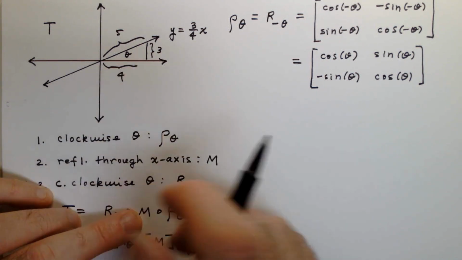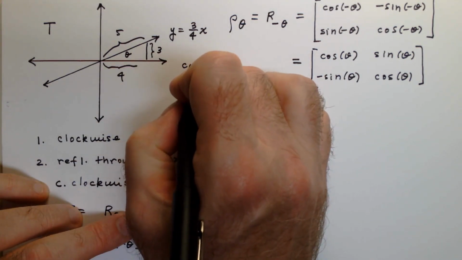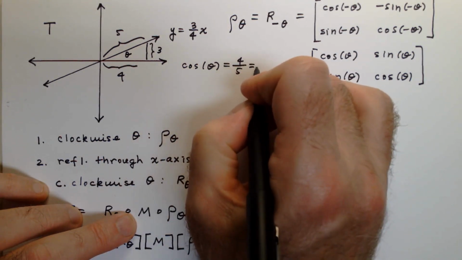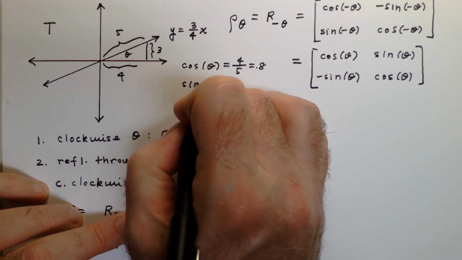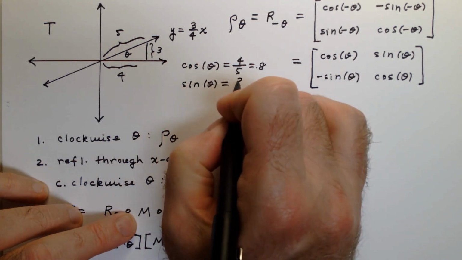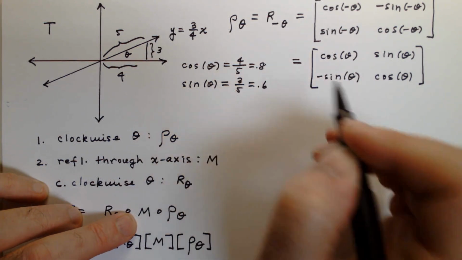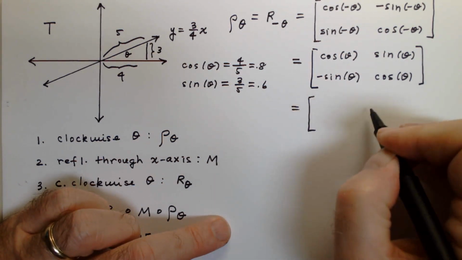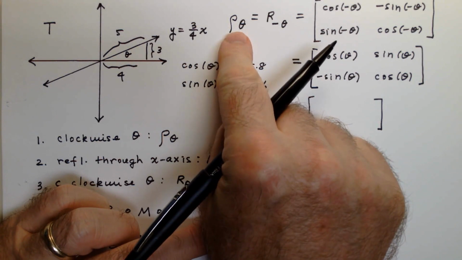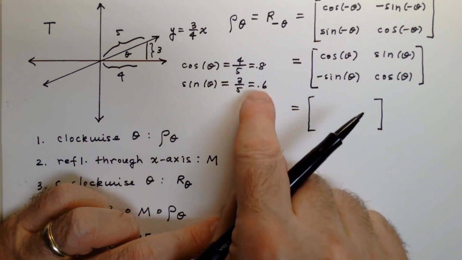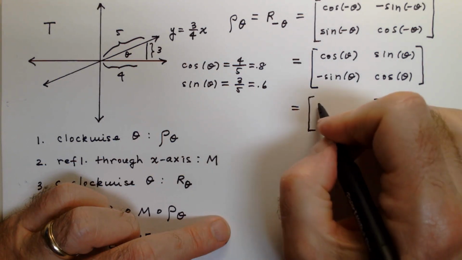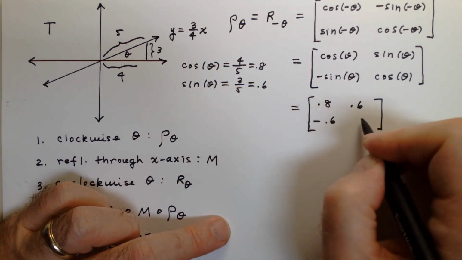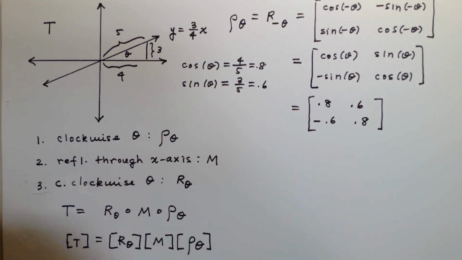And so by looking at this triangle, for example, we can see that the cosine of theta is 4/5 or 0.8, and the sine of theta is equal to 3/5 or 0.6. So by substitution, we can see that our first matrix, the matrix for rho of theta, if you will, is going to have entries 0.8, 0.6, a negative 0.6, and 0.8.